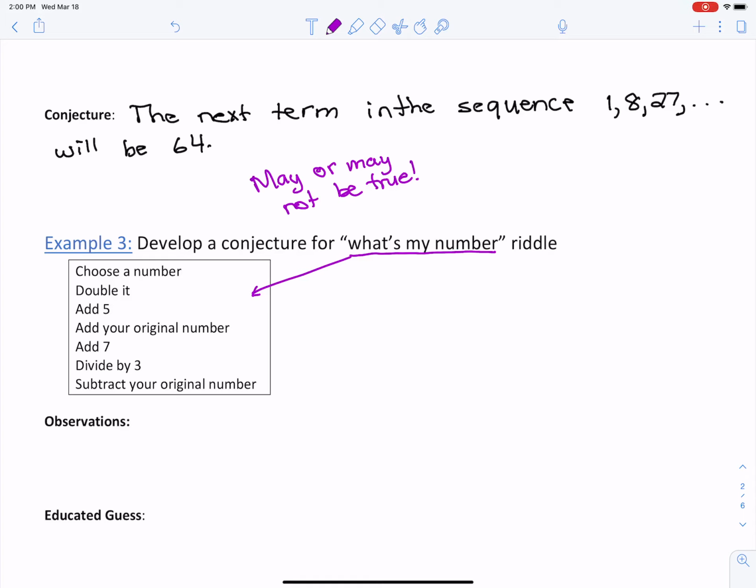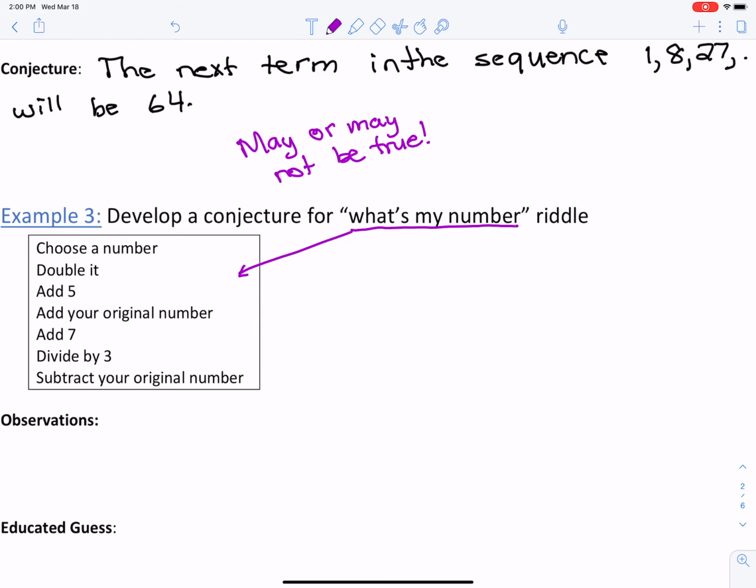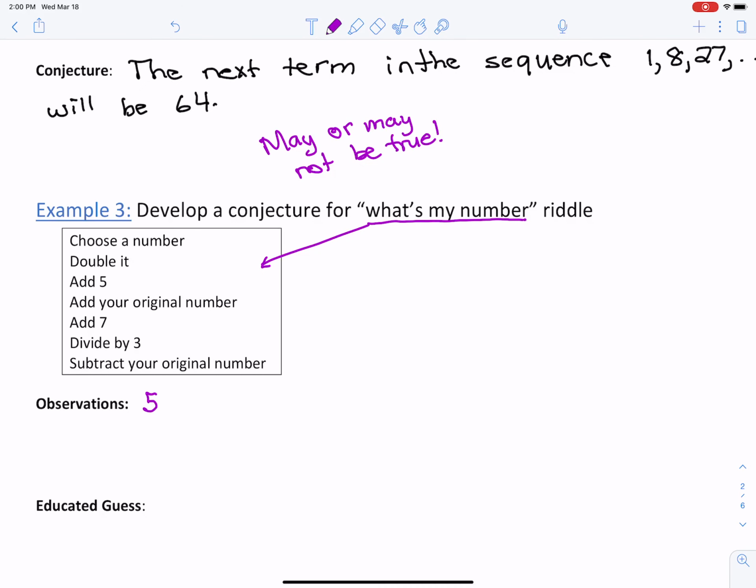So I look at this riddle and it tells me to choose a number. So let me just randomly choose a number. Let's say the number I choose is 5. Then it asks me to double this number, so that would be 10, because 5 plus 5 is 10, or 5 times 2 is 10. Add 5, so 10 plus 5 is 15. Add original number, which is 5. So 15 plus 5 is 20.